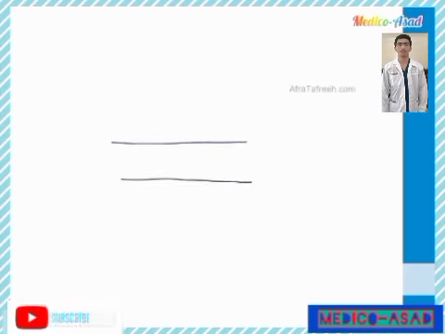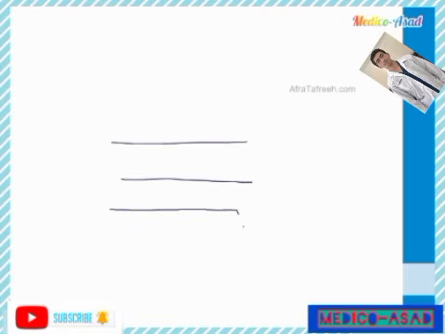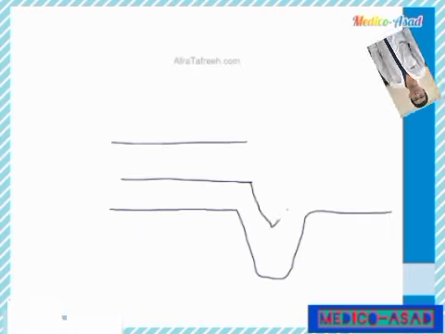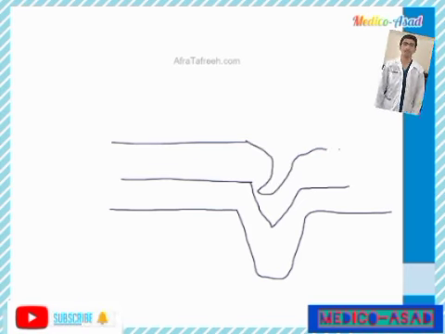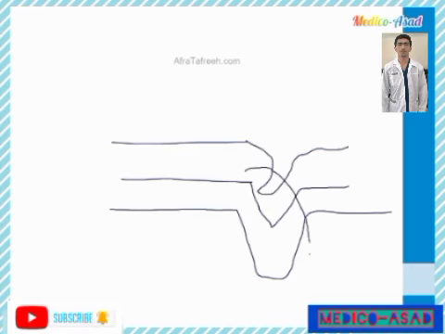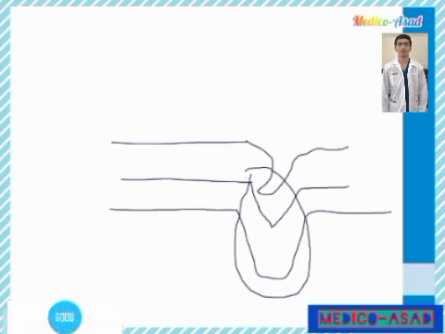A true diverticulum, on the other hand, like a Meckel's diverticulum, involves all 3 layers. In a Meckel's diverticulum, you have the muscular layer going like this, and the submucosa like this, and the mucosa like this, so that all 3 layers are part of that bulge or outpouching. That's relatively unusual.